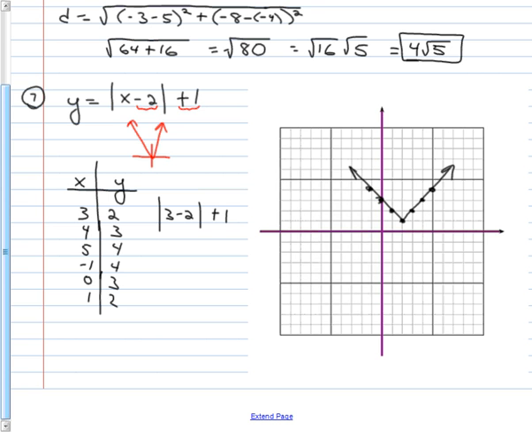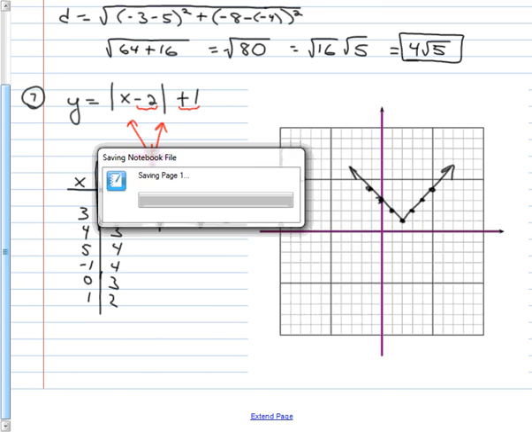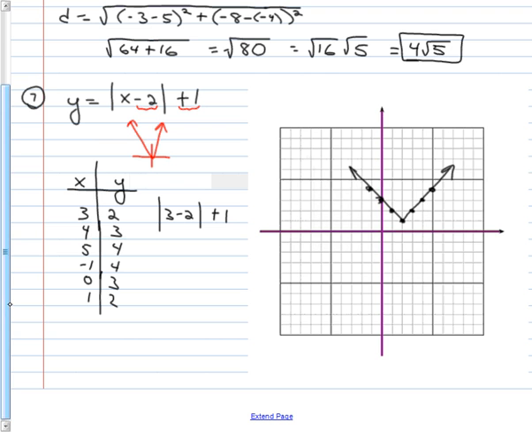Plot points. The plotting points method is exactly what it sounds like. Get a bunch of x's, get enough points until you can trace out what the shape is.